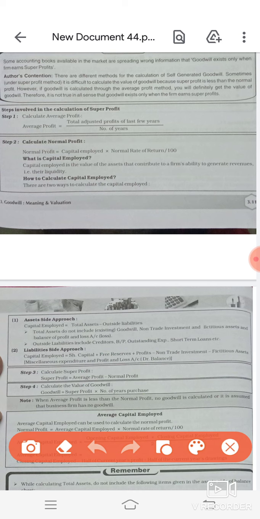And we calculated the normal profit. So average profit minus normal profit, that is the excess of profit over the normal profit, is called the super profit. And then it is very easy to find the value of goodwill. That is super profit into number of years purchase. Okay, so super profit is over.